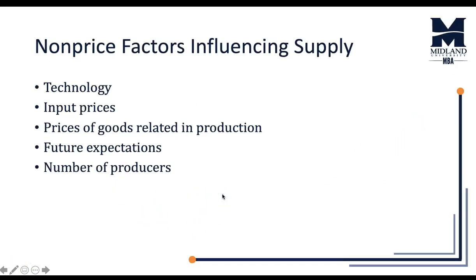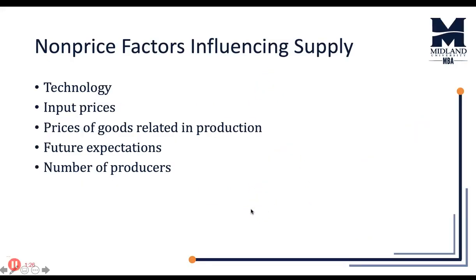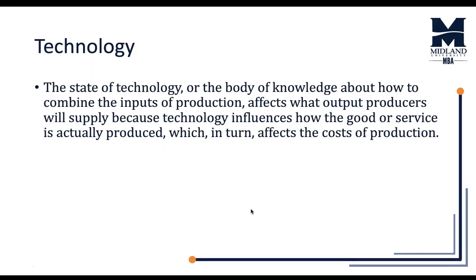But more importantly, just like in the case of demand, there are a set of non-price factors that influence supply. Okay, how much you, the producer, are willing and able to supply to the market has non-price components that influence it, and we're going to take a look at that in this video. Okay, so they are technology, input prices, prices of goods related to production, future expectations, and number of producers. Let's take a look at each one of them.